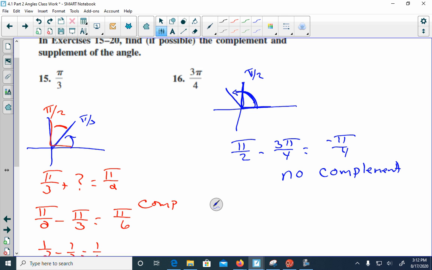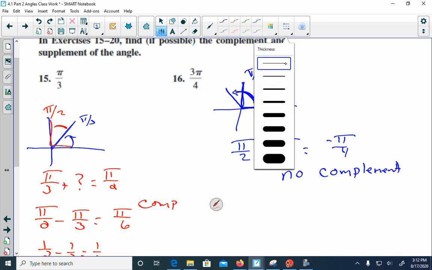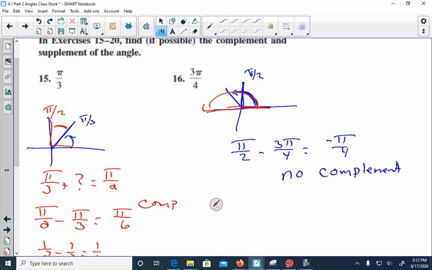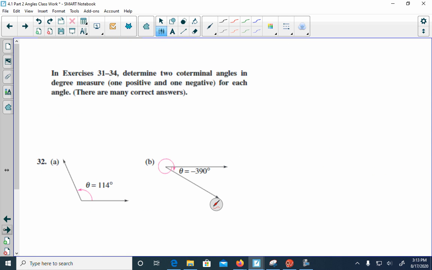Now to find the supplement, I want to have two angles that add up to 180, so I can see that I can find this angle here. So this is pi, so I'm going to take pi minus 3 pi over 4, and I end up with pi over 4. So that is my supplement. So it is possible not to have a complement. It is possible not to have a supplement. If this original angle is more than 180 degrees or more than pi, then I'm not going to have a supplement either.